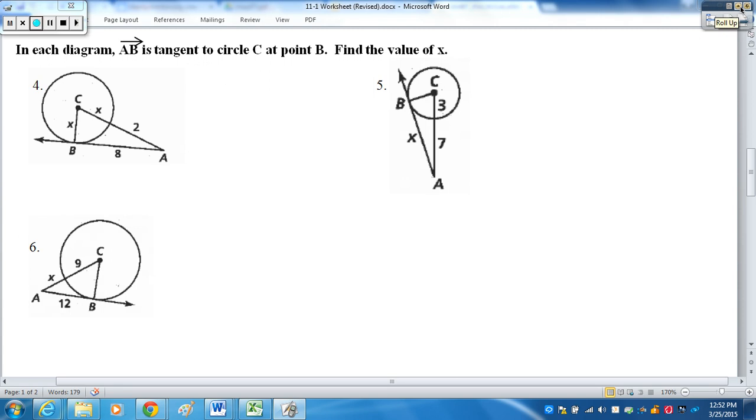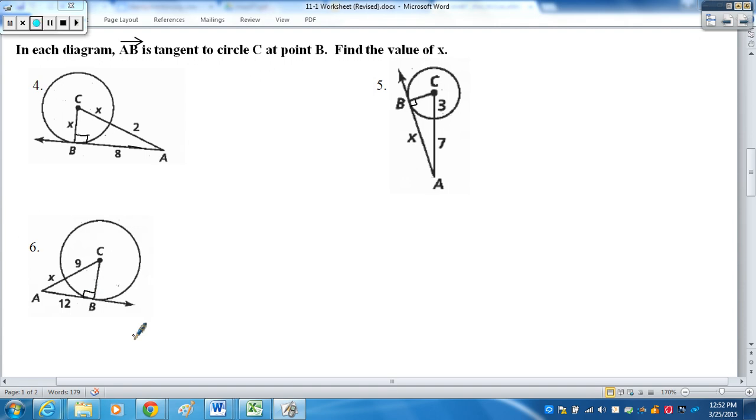And number 4, I see one of those tangent lines with a radius, so I know it's got to be a right angle. Number 5, I see a tangent line with a radius. I know it's got to be a right angle. And in number 6, I see a tangent line with a radius. It has to be a right angle.